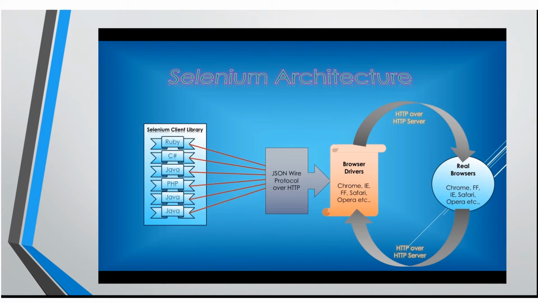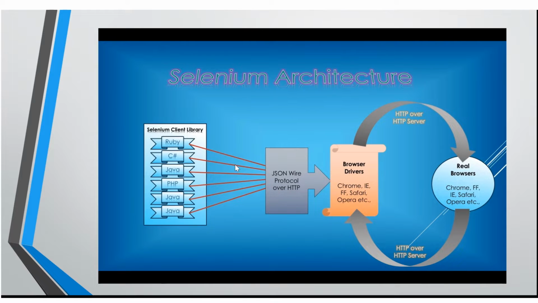In this Selenium architecture, we have a Selenium client library. Ruby, C Sharp, Java, PHP, these are all the languages used to achieve UI based automation in Selenium. This is called client libraries. So we can use any programming language, and the most popular one is Java. These things come under the client library.